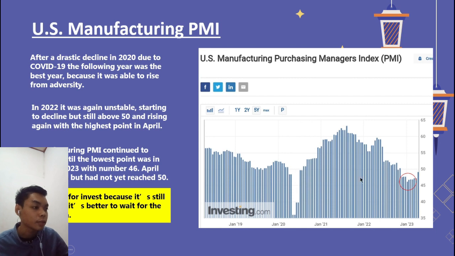So we can see the normal psychological level of the manufacturing PMI is 50. In January 2020, the graph is normal, but in the middle of 2020, there is a decrease because of COVID. We know that all the countries in the world were affected by COVID-19. So after 2020, the graph increases until the high point in April.